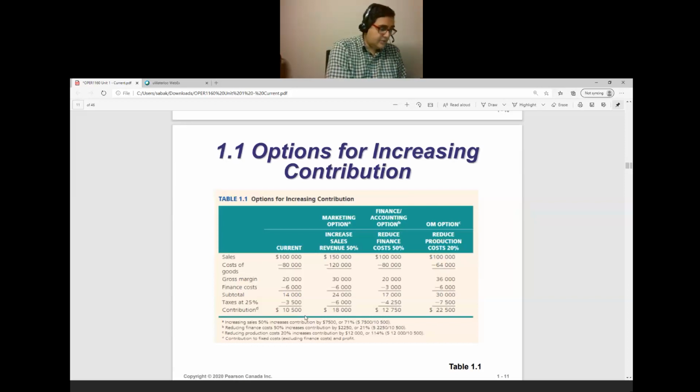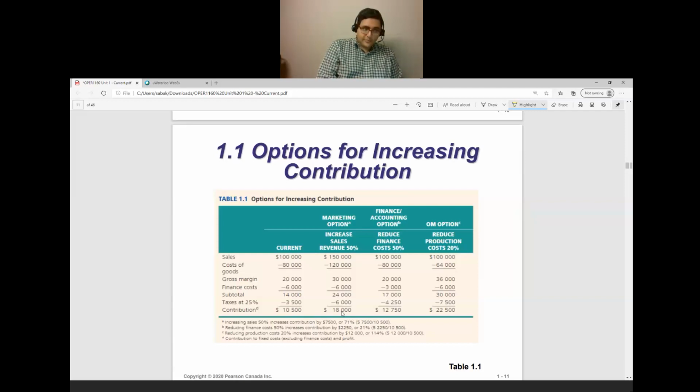Now, let's see how marketing can help to increase the contribution. For instance, you launched a new campaign. As a result, the sales actually increased. If you see here, the sales has increased from 100,000 to 150,000. Due to the marketing reasons, you launched some campaign, there has been an increase in the sales, which has helped to increase the contribution by a certain amount. Instead of 10,500, we have now $18,000 as the contribution.